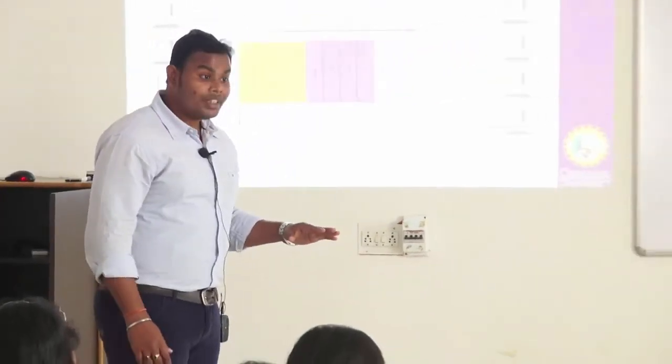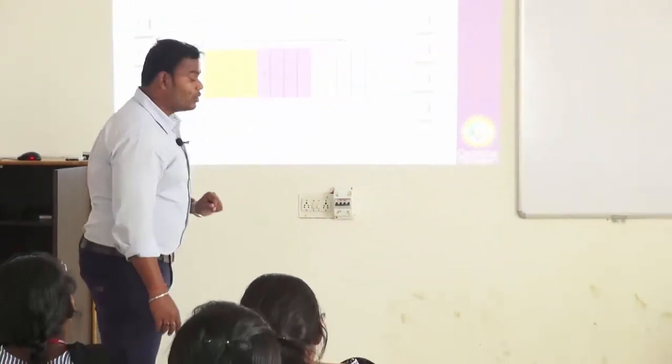So if somebody asks what is the difference between frequency division multiplexing and time division multiplexing? In frequency division multiplexing, first we have to convert the data to an analog signal before sending, but here we can directly send the data without converting it into an analog signal.